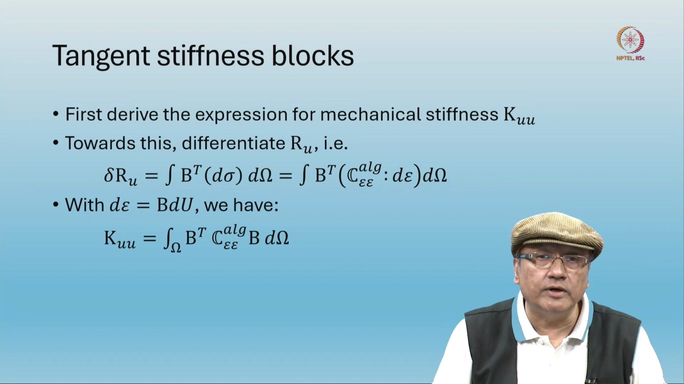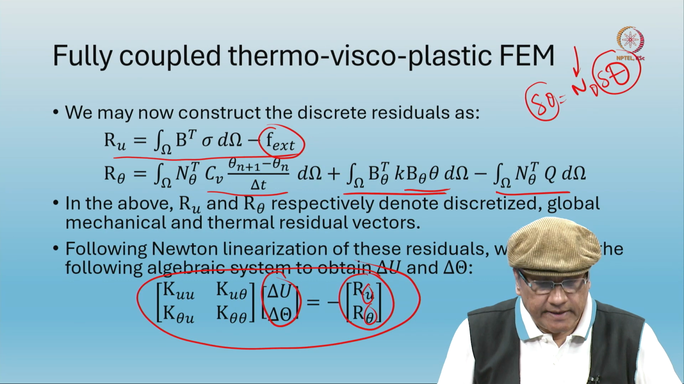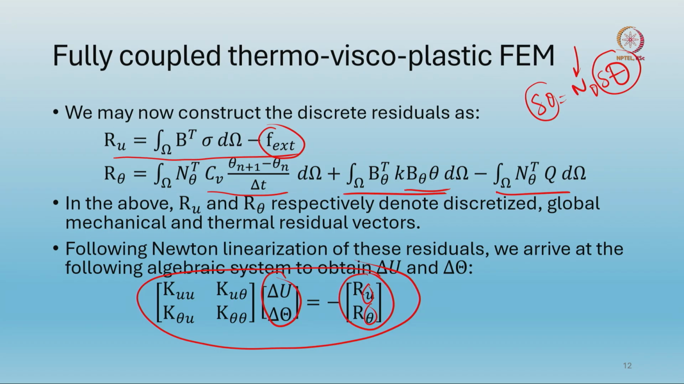So far what we have covered in this lecture is to come to the final stage of the Newton linearization of the residuals, right. Why am I talking of Newton linearization of the residual? Because you see the residuals are purely in terms of theta and u, right. So, you are actually taking a further variation on these residuals, that means differentiating these residuals with respect to u and theta in order to get this information on K, correct.